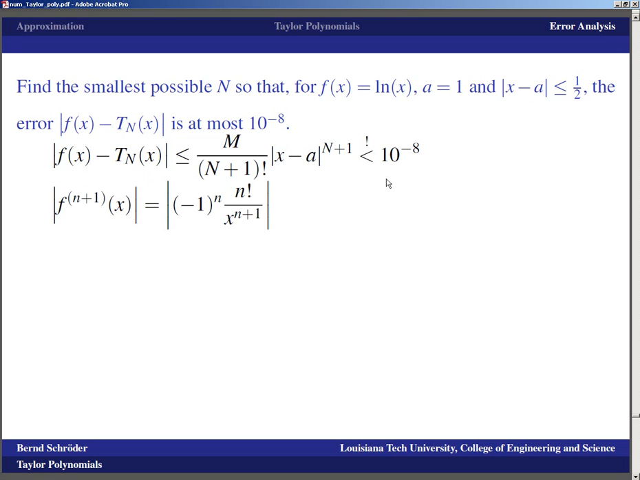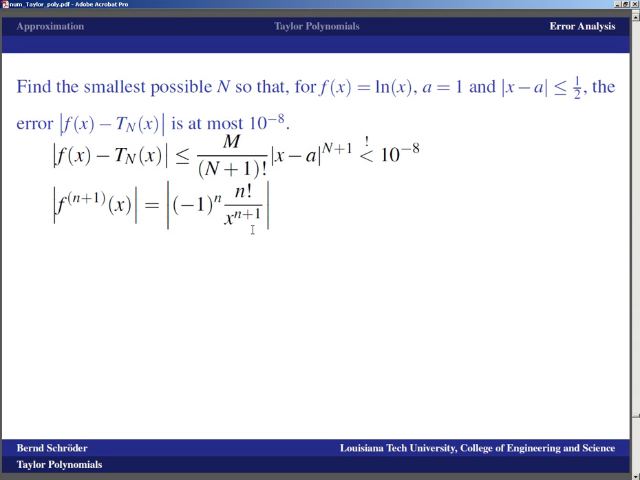We know that the n+1st derivative is negative 1 to the n times n factorial divided by x to the n plus 1, and that's because the nth derivative was negative 1 to the n minus 1 times n minus 1 factorial over x to the n. That's not something that I know offhand, but that's what we did in the example on the Taylor polynomials. If necessary, scroll back to that.